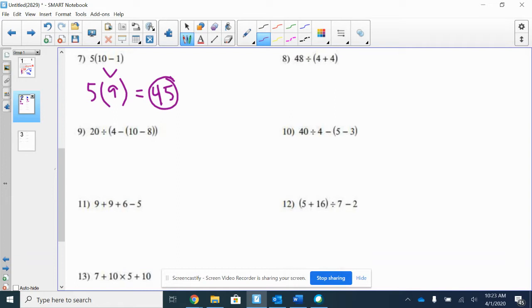Next, we have 48 divided by 4 plus 4 with parentheses again. So parentheses first, we have 8. And then 48 divided by 8 yields 6.